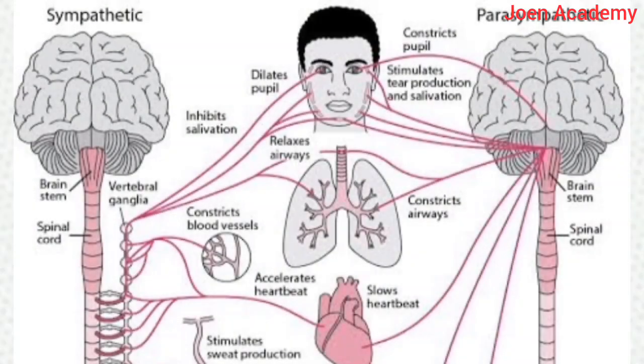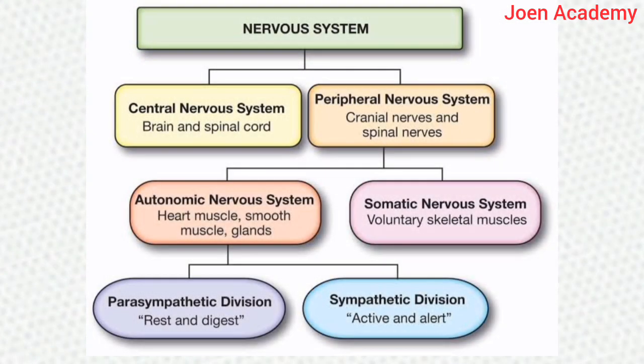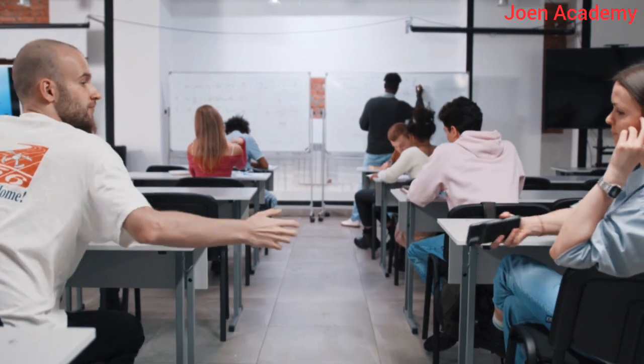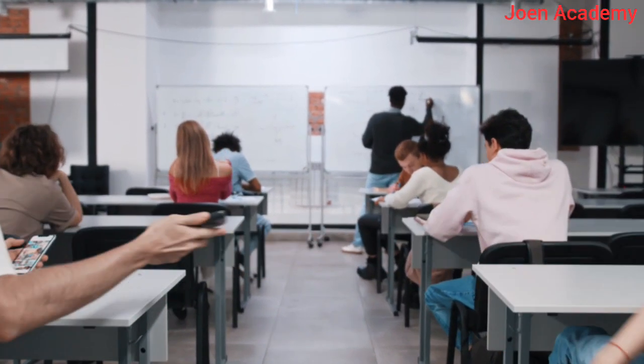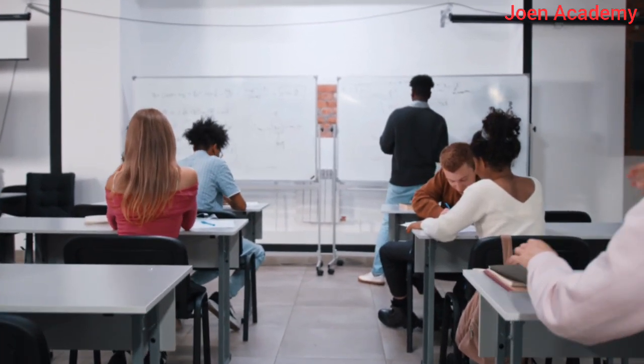The autonomic nervous system performs basically visceral functions. It regulates the visceral activities of the body. It is also known as the vegetative or the involuntary nervous system. The autonomic nervous system is also divided into two parts. We have the parasympathetic nervous system and the sympathetic nervous system. So guys, this is just the introduction to the nervous system. In our subsequent videos, we'll be looking at the neurons and the various functions and parts of neurons.